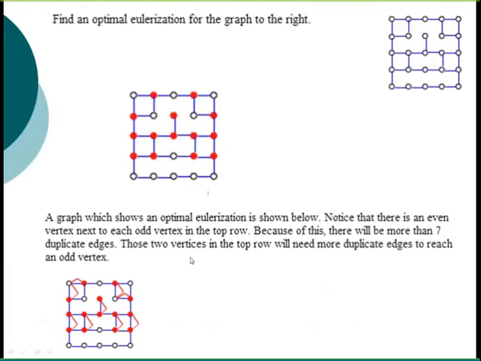Okay, so for our graph, the graph that shows the optimal Eulerization is shown below. Here was the original picture. Here's when I identified the odd vertices. And then here is our way to optimally Eulerize, to go in and do it. Now notice that there are not any extra diagonals.